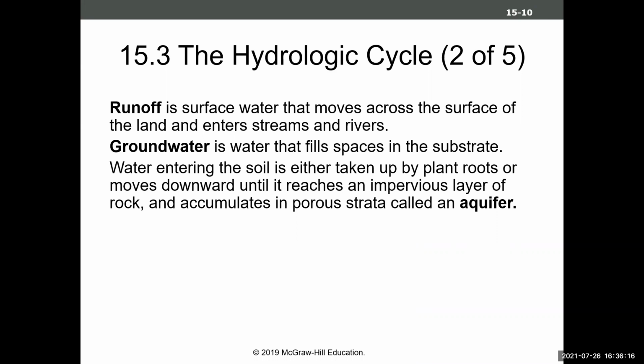Now, runoff is basically where you have surface water that moves across the surface of the land and enters streams, rivers, or the ocean. Groundwater actually infiltrates underneath the soil and fills the spaces between the soil particles, the spaces in that substrate. And then water that's in the soil is either taken up by the plant roots or keeps percolating downward to where it reaches an impervious layer of rock and then accumulates in the porous space there and makes what's known as an aquifer.